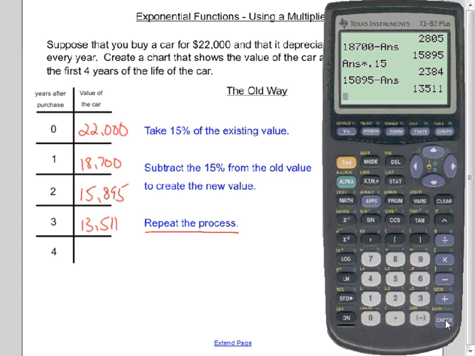And then just one more repetition of taking 15% of that number. I see now that I've lost 2,027 from my 13,511 minus the previous answer. And that takes the value down to $11,484 after 4 years. Well, this process is not the most efficient.